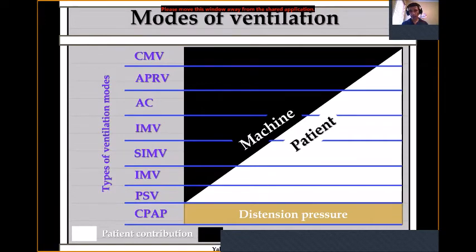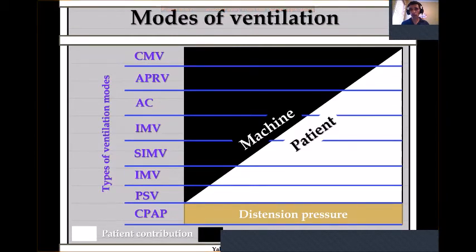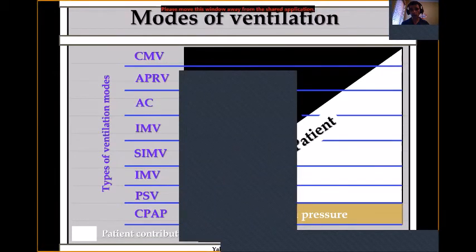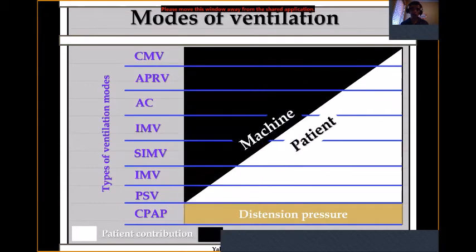So this area is the patient contribution. If you have a tired patient, a paralyzed patient, or a comatose patient, you go with CMV, or you go with assisted control. While if you have a patient who is awake and driving, not premature, you can go with PSV.